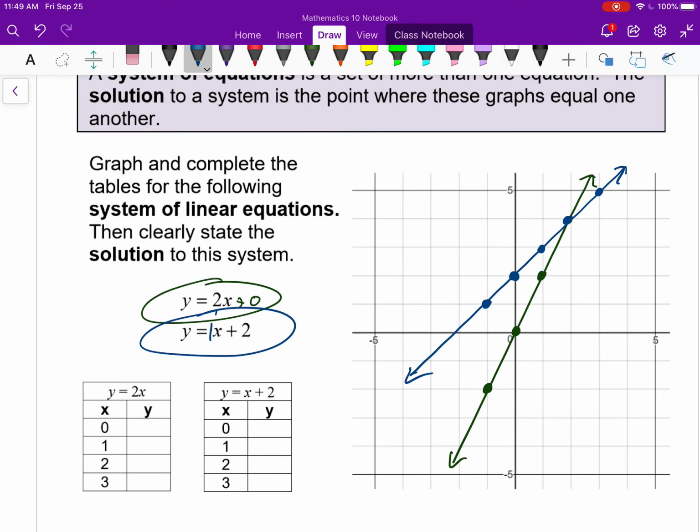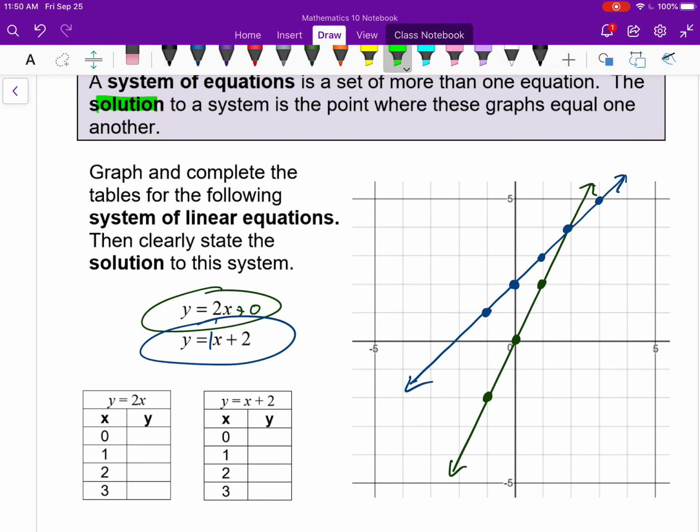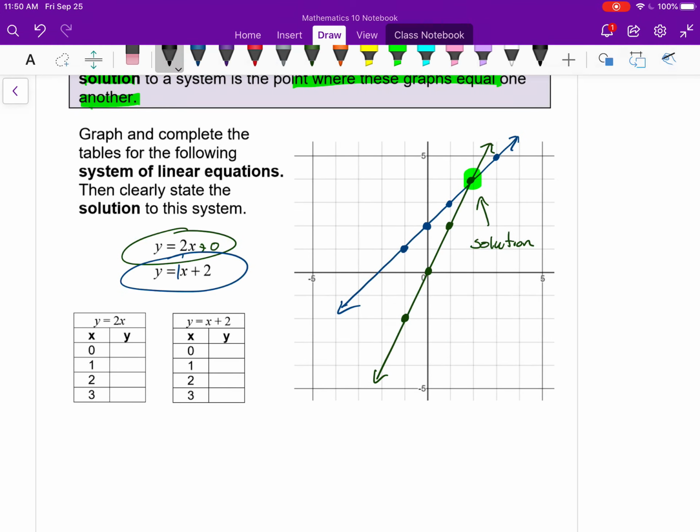So a system, again, is multiple lines or multiple equations at once. And as it says right here, the solution to a system is where these graphs equal one another. And what does that mean, where they equal one another? Well, it means where they're on top of one another. So that point there is the solution to the system. And how do you express the solution? It's an ordered pair. I can either say the solution is where x equals 2 and y equals 4, or I can write it as an ordered pair. The solution is (2, 4). So this and this are both the solution from a purely visual way.